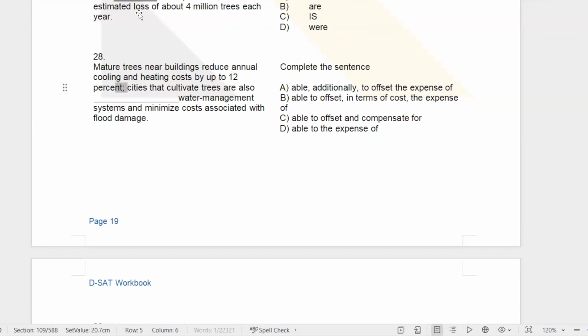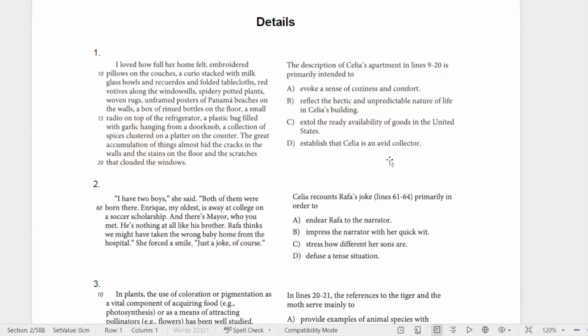28. There is something called redundancy. Okay, that is why, Felicia, it's not B. Offset in terms of cost, the expense of. Expense is cost. I'm telling you, indirectly, every time you see a writing like this, you should be able to identify what kind of rhetorical device, if any, has been used.